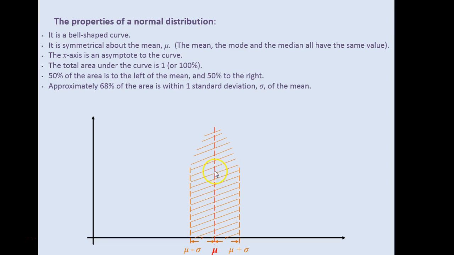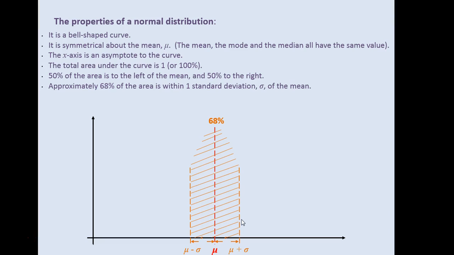Oftentimes I get the question from students, is that within 1 to the left or to the right? Well, within 1 means left and right. So this entire shaded area is within 1 standard deviation. Any value that's right here is within 1 standard deviation from the mean. Any value over here is within 1 standard deviation from the mean. So this whole thing represents 68%.